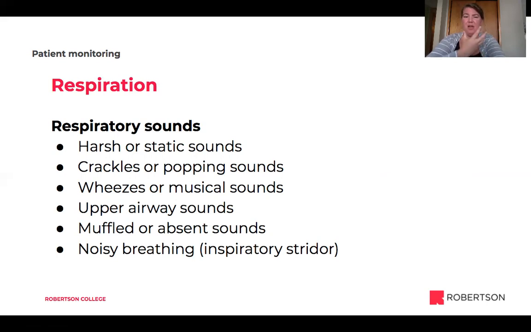If we hear any upper airway sounds, so things like snoring, although again, that can be normal depending on the patient's configuration, right? If you have a brachycephalic dog, one of those squishy face dogs, like a pug, often they're making a lot of noise just by breathing and existing. So it might be normal for the specific animal to have those upper airway sounds like snoring. Muffled or absent sounds, if we don't see or hear any breathing, we're concerned about that, obviously. And if there's really noisy breathing, it's called inspiratory stridor. So if breathing is really noisy, then we want to report that as well.